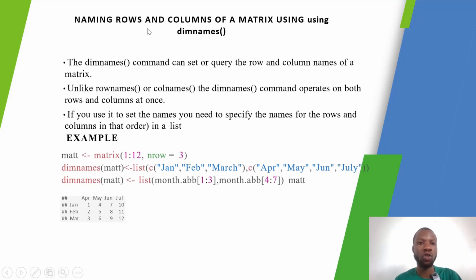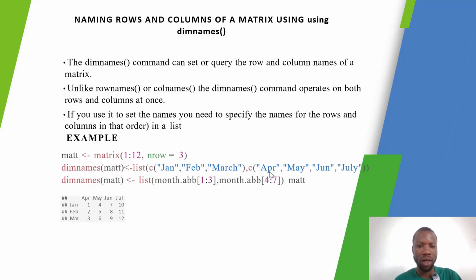Again, we are naming the rows and the columns of a matrix using dimension names. So the dimnames command can set or query the row and the column names of the matrix, and we can write the row names and the column names. We can also use dimnames instead of using rownames and colnames. The only difference is that with dimnames you can do it at the same time.